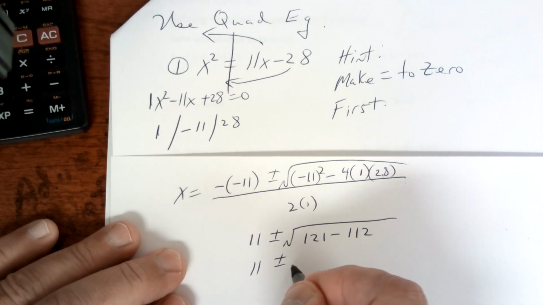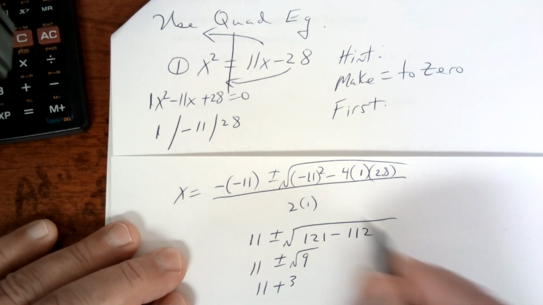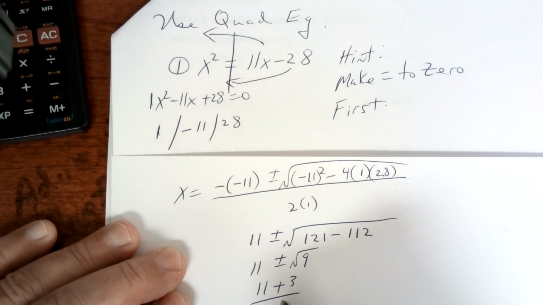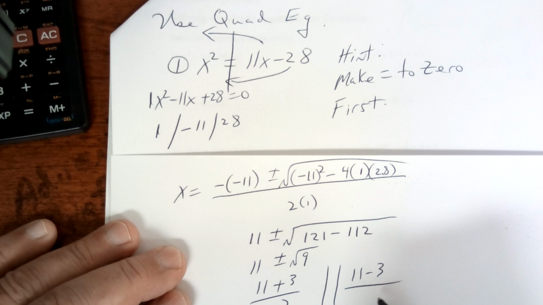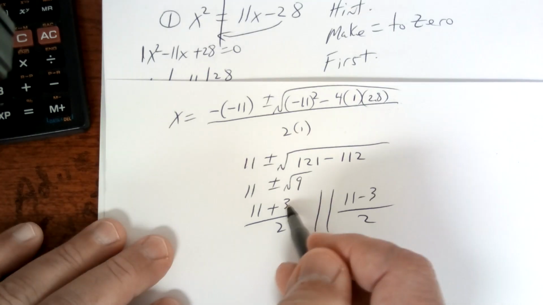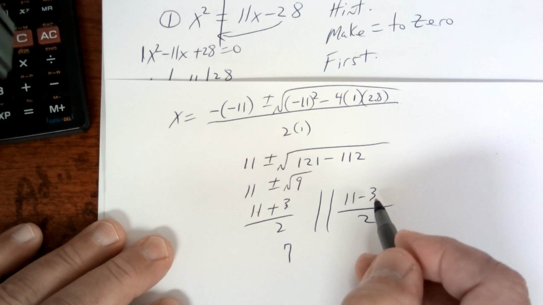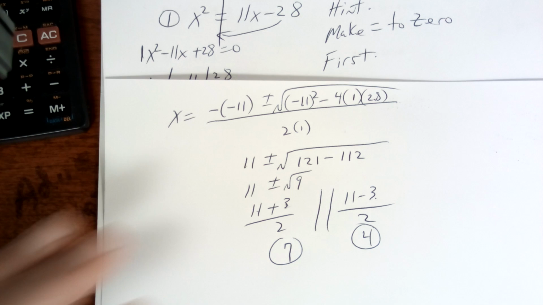the square root of 9, which is 3. So it's 11 plus 3 divided by 2. I forgot the 2. Divided by 2, and it's 11 minus 3 divided by 2. And there it is. And that's how you do that. So this is going to be 14 divided by 2 is 7. This is going to be 8 divided by 2, which is 4. And those are your two answers. And that's how you do today's worksheet. And today's worksheet is right here.